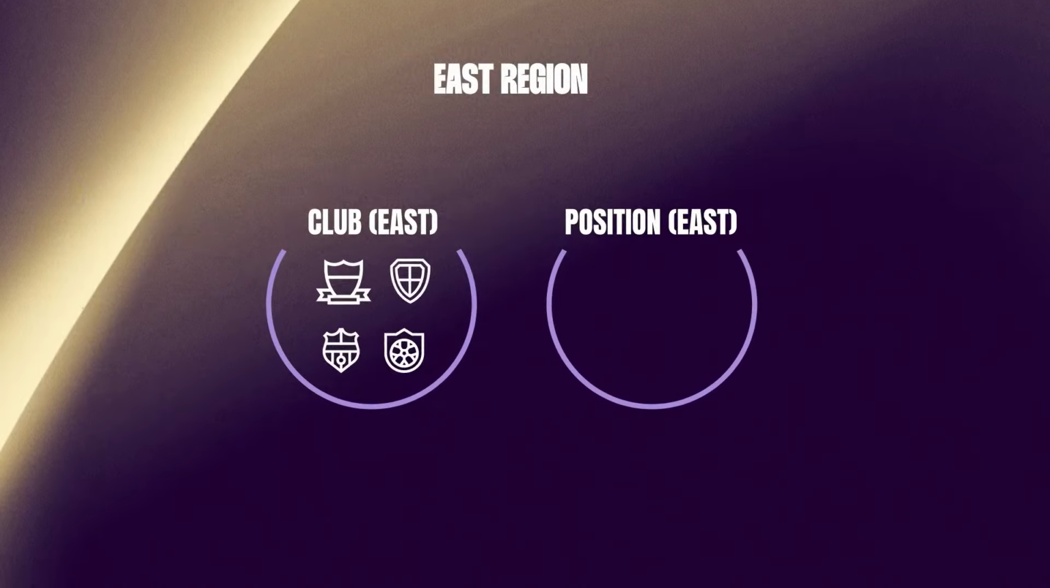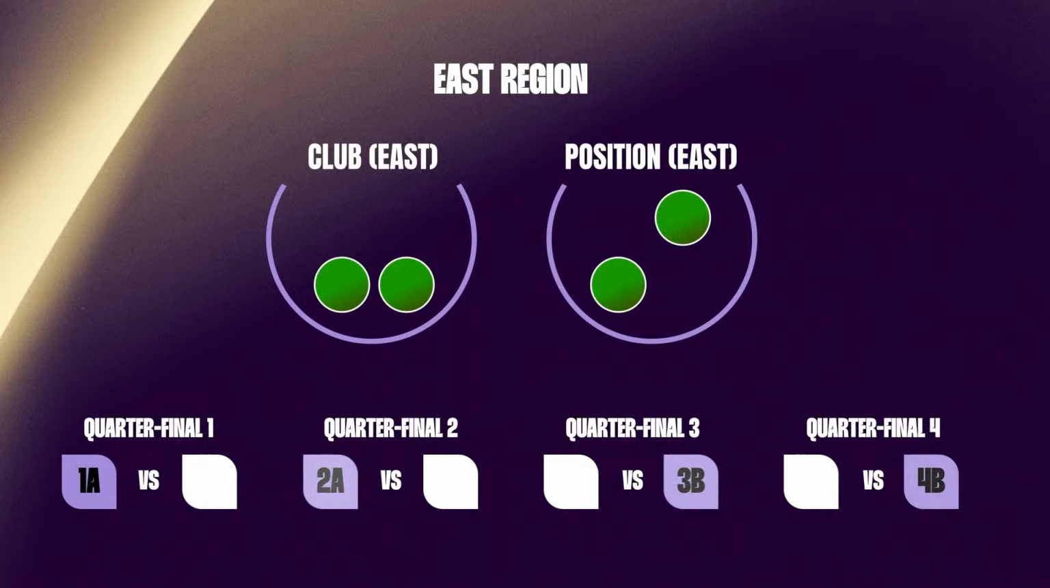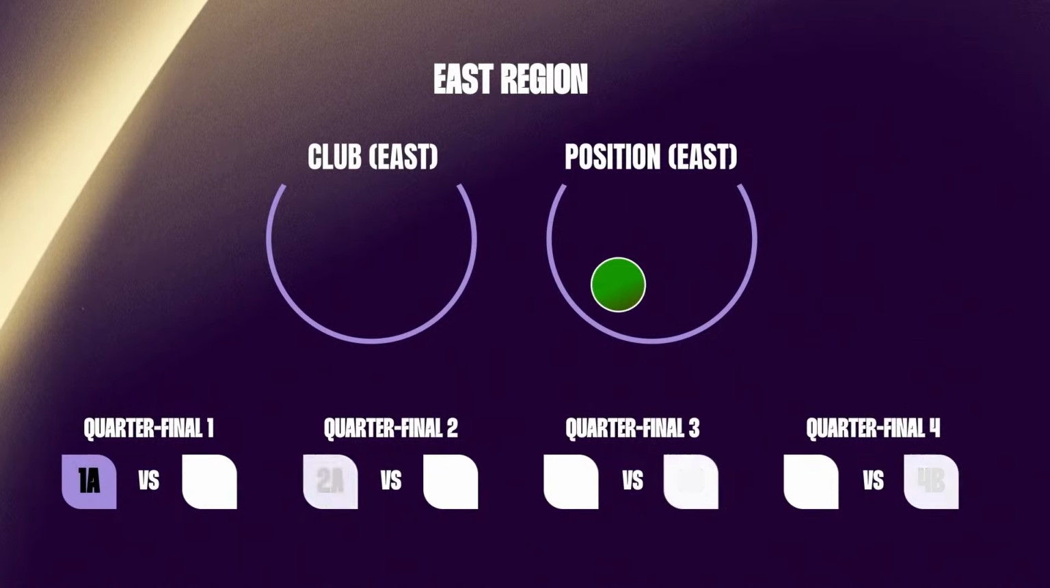1 other club from the club pot will be drawn next. Subsequently, 1 ball will be drawn from the position pot to determine the position of the club drawn from the club pot. The same procedures shall apply for the remaining balls of the club pot and position pot until both pots are completely emptied.